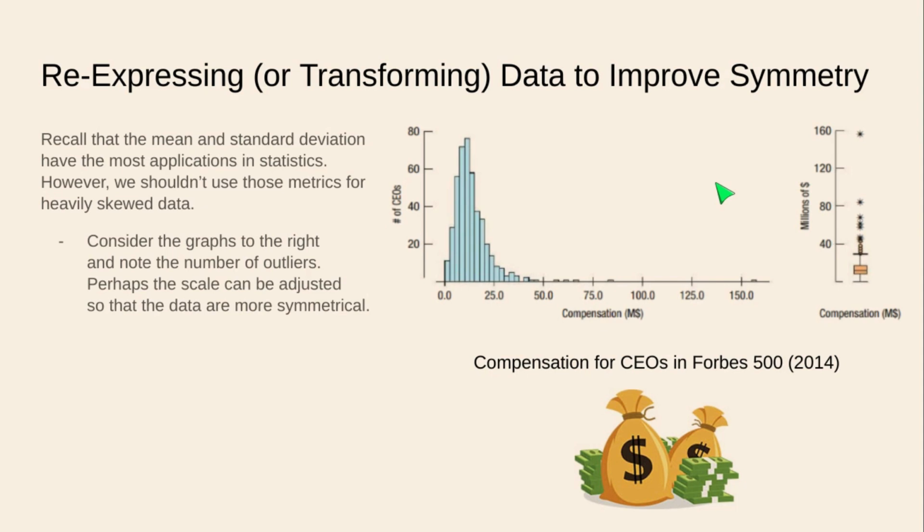Perhaps the scale can be adjusted, specifically the scale of the x-axis, not the frequency, the scale of the x-axis, so that the data are more symmetrical. Now, mind you, we are not going to corrupt the data. We are not going to pulverize this graph into a bell curve looking thing by cheating with the numbers. No, that is not what we are doing, all right?